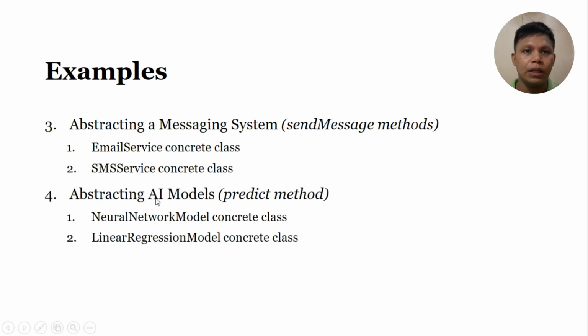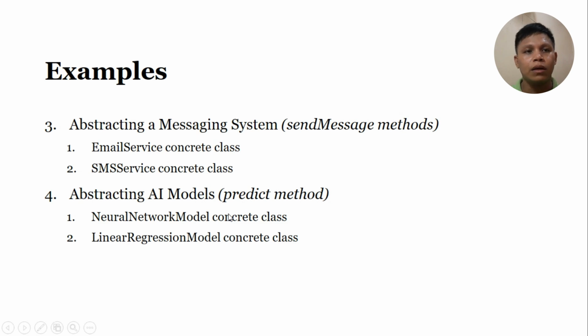And lastly, abstracting AI models. If you're familiar with machine learning, usually a machine learning model can predict either a number or a specific classification. Let's say, for example, it can predict the price of a certain rice for next month. Or it can predict the type of fruit based on a picture, what kind of fruit this is. So there are many types of AI models.